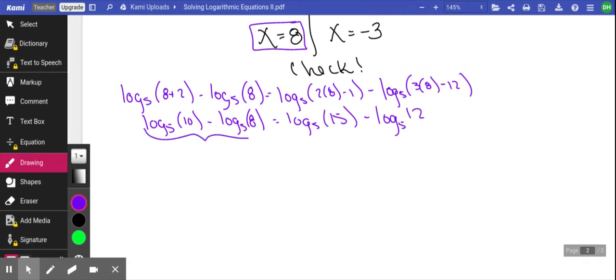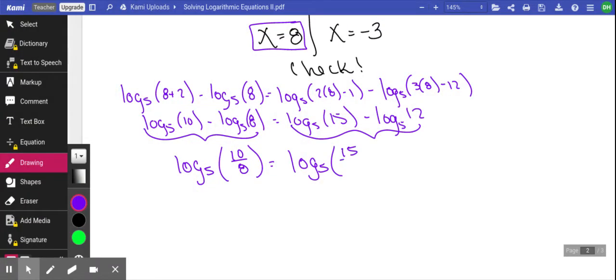So if I combine these two here, it's log base 5 of 10 divided by 8, right? And over here, condensing those two would be log base 5 of 15 divided by 12. And does 10 eighths really equal 15 twelfths? I think once you reduce each fraction, you'll get 5/4 here. You'll also get 5/4 right there. So yeah, check. It does check.